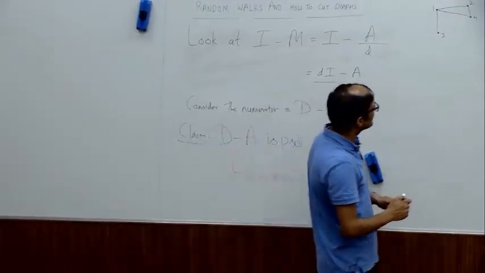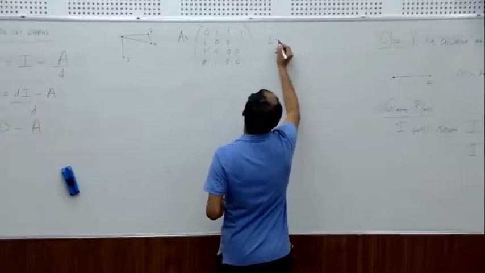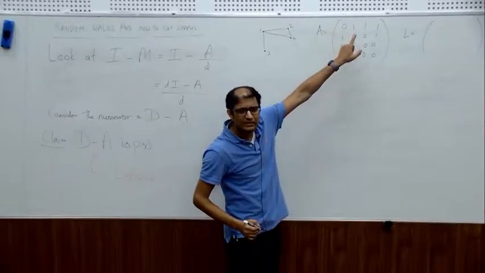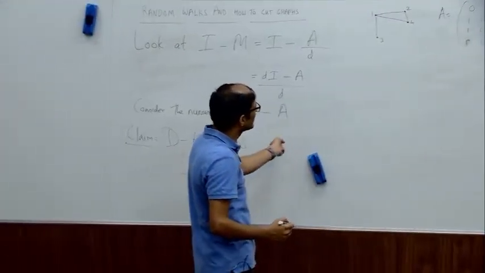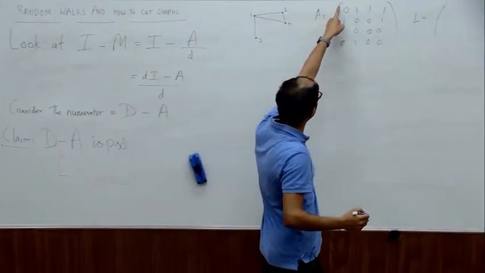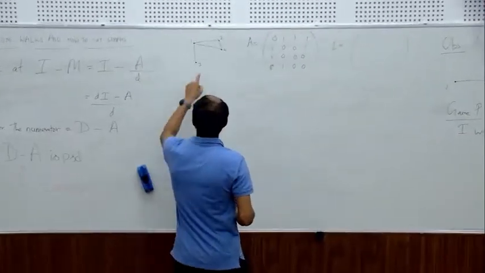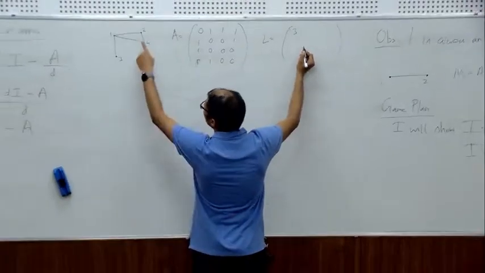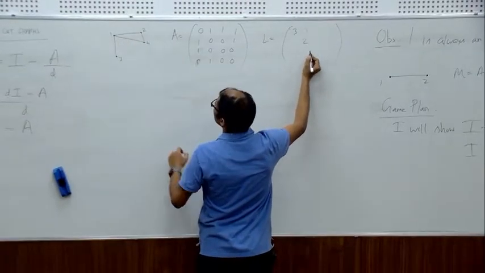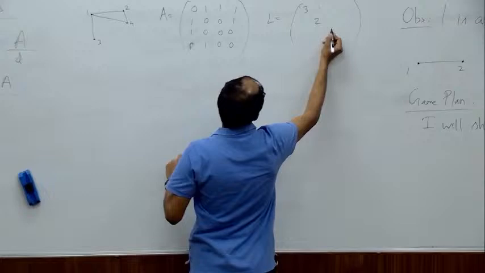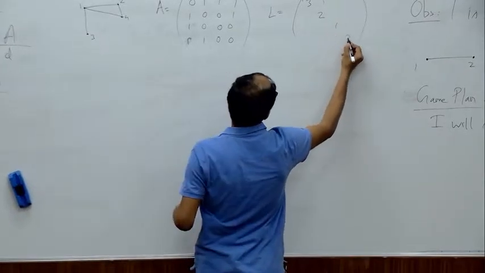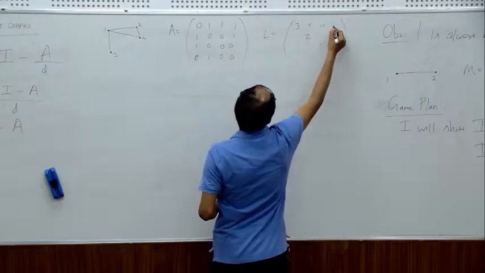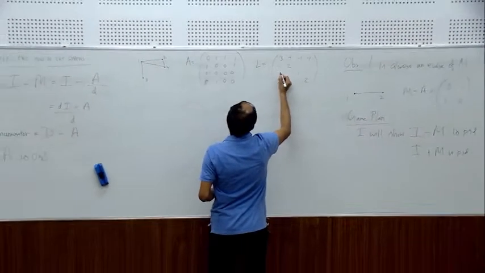So now let me write out what the Laplacian looks like. Pretty easy matrix, right? Laplacian is D minus A, so I have to negate everybody in capital A, and I have to put degrees running down the diagonal. The degree of vertex 1 is 3. The degree of vertex 2 is 2. The degree of vertex 3 is 1. And the degree of vertex 4 is 2. Everybody else, I'm going to negate those: negative 1, negative 1, negative 1, negative 1, negative 1, negative 1.